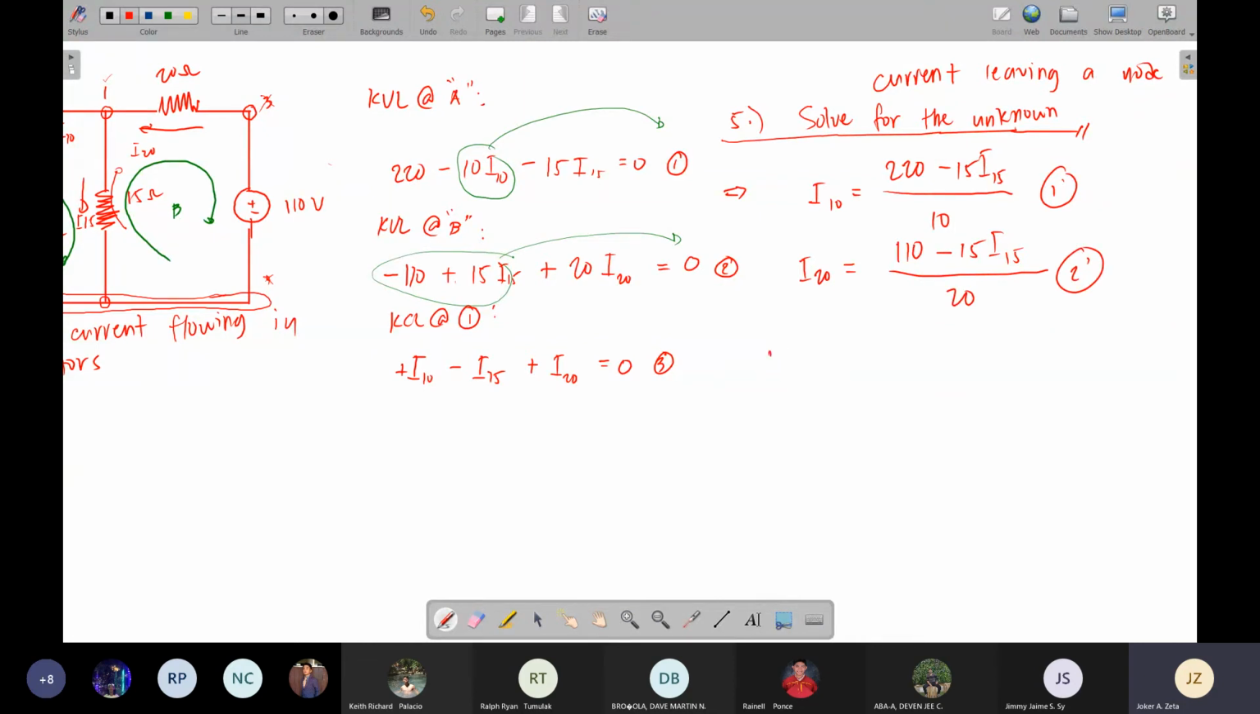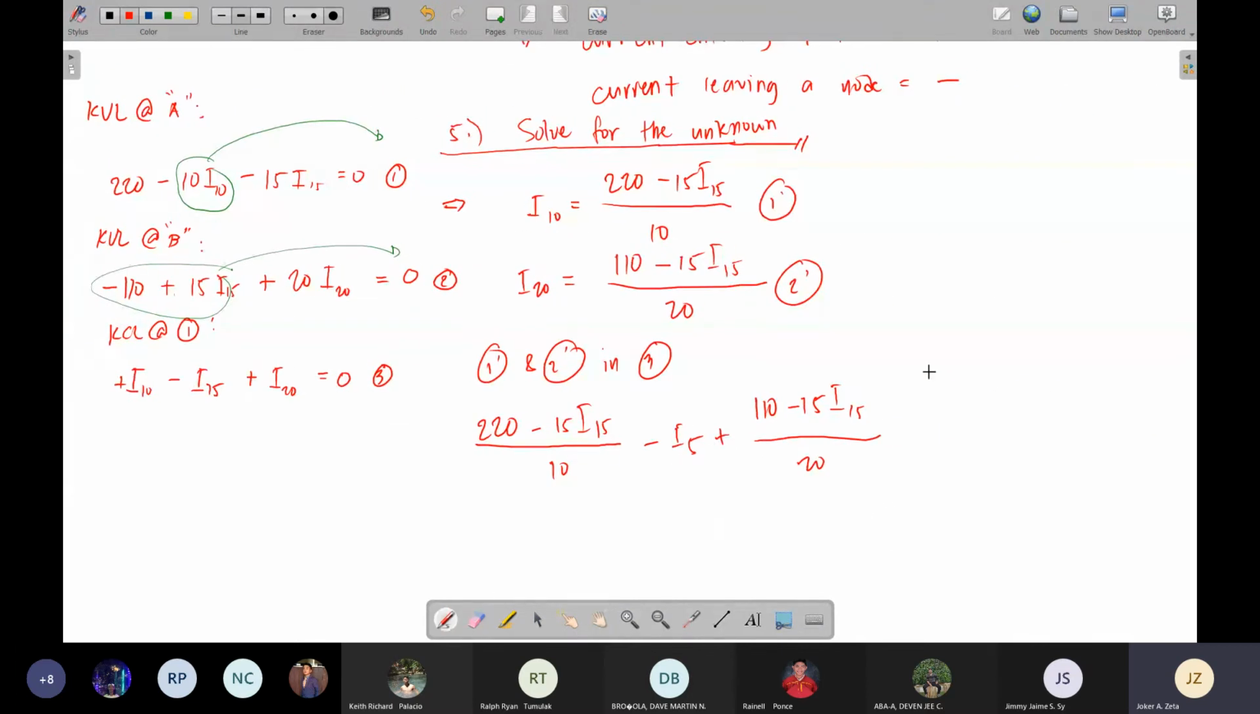Then I'm going to substitute 1 prime and 2 prime in equation 3. So you will have, here you have positive I10, so 220 minus 15 I15 divided by 10. Then minus I15. Then plus I20, so you have here your I20, that is 110 minus 15 I15 divided by 20. So you will have here equal to 0. So only I15 remains.